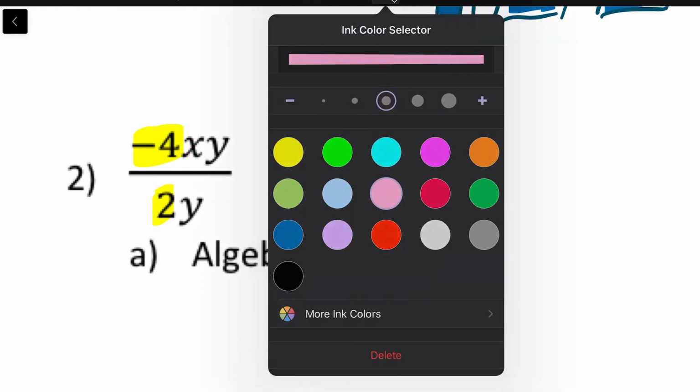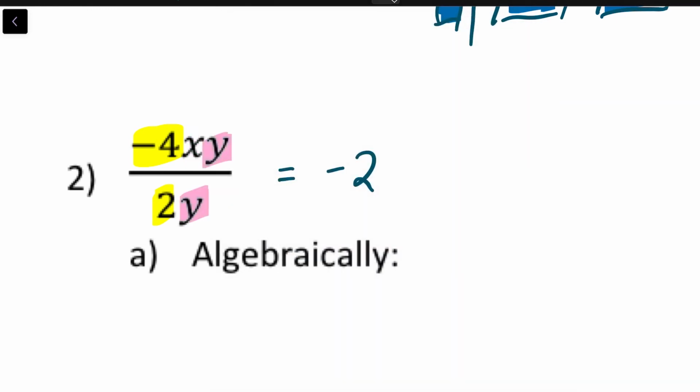Instead, I'm going to divide the y by the y. And why do I divide the y by the y? Because y divided by y is equal to 1. All right, that's why. Okay, so they cancel out, and I end up with -2x, okay? So that's my answer algebraically. You can go in this space or you can leave it there.